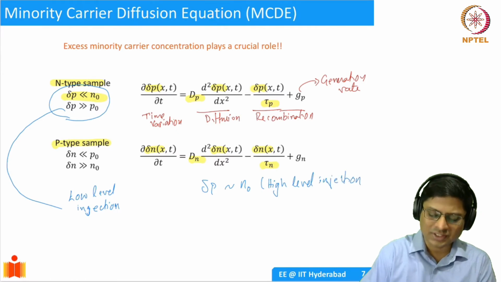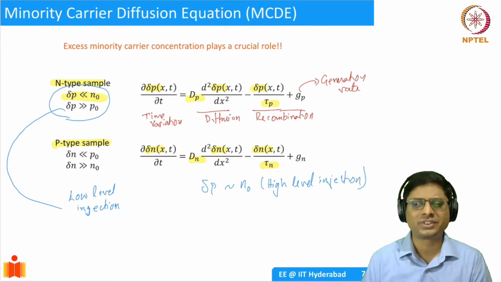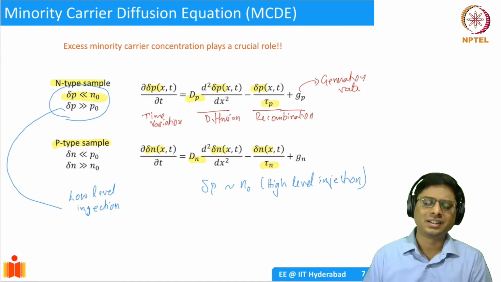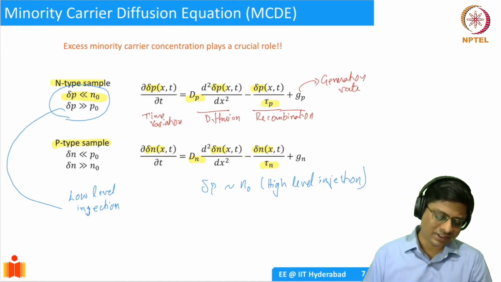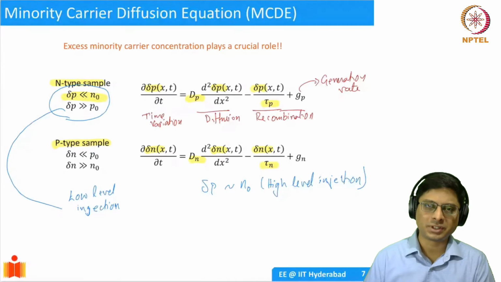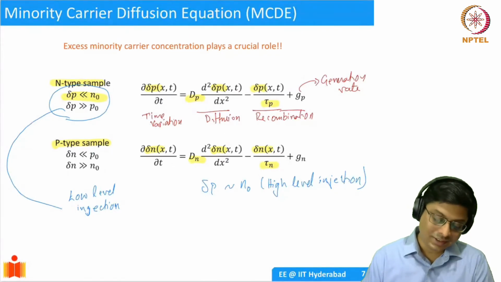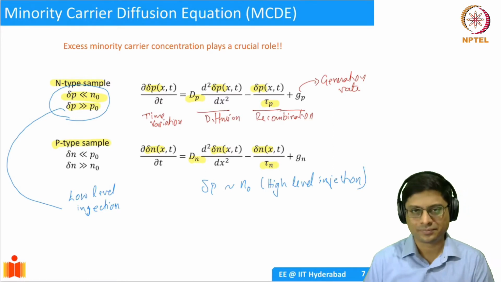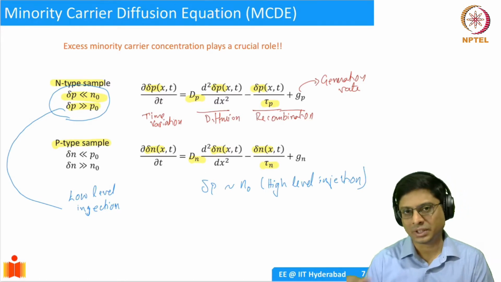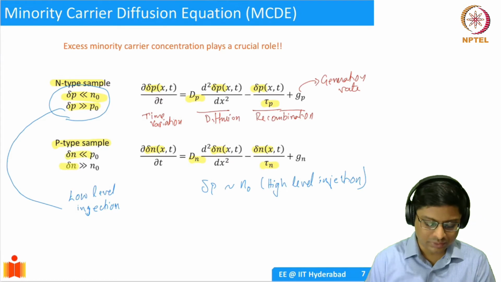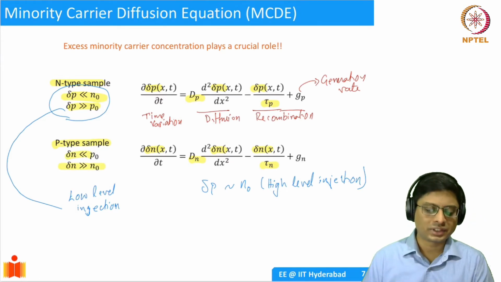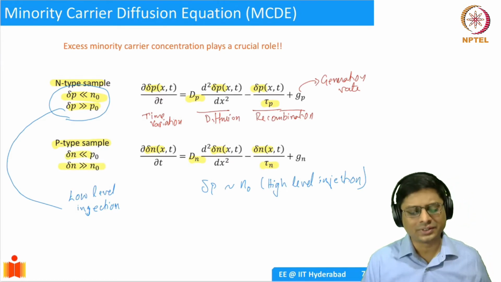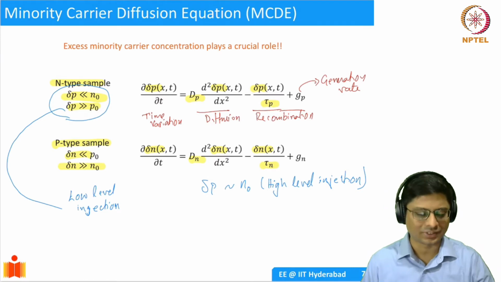Okay. Then something's changed, because we have to account for a few more processes. Anyway, low level injection means that minority carrier density is much smaller than the majority carrier density, but still it is significant compared to the equilibrium minority carrier density. So delta P is greater than P naught. Similarly for holes, you have the same relation. So this is what we will consider. If not, then we have to do some corrections.